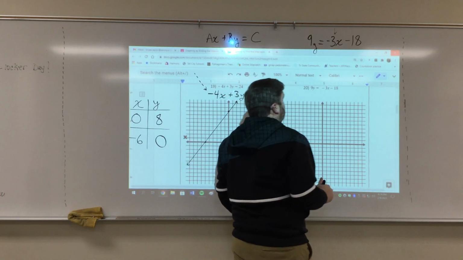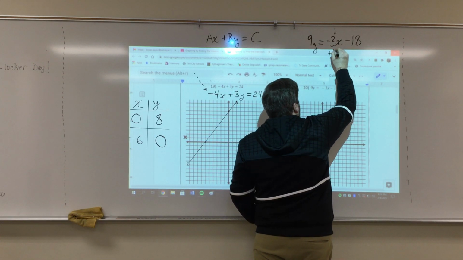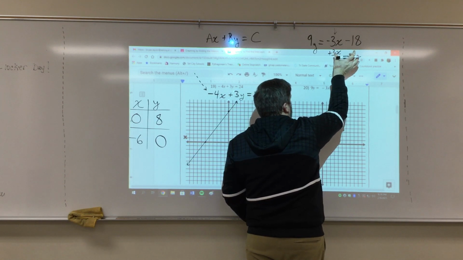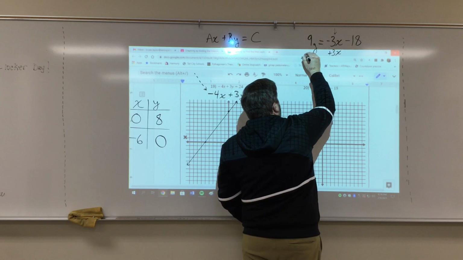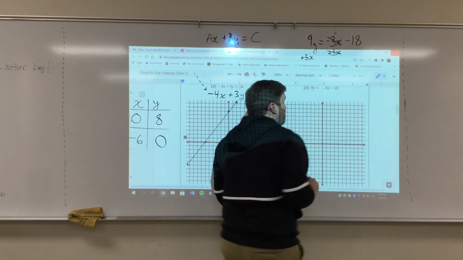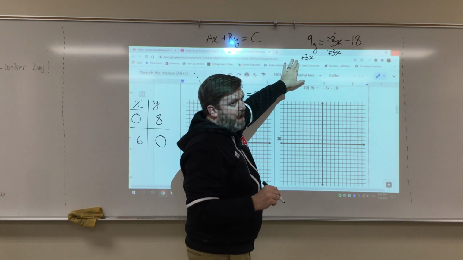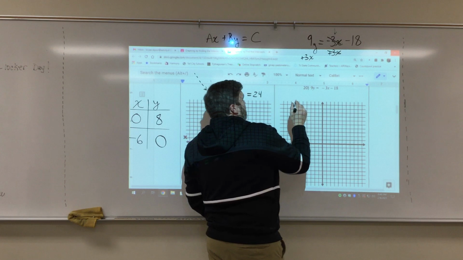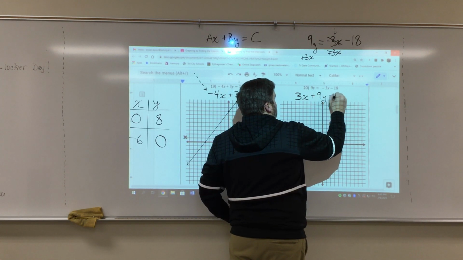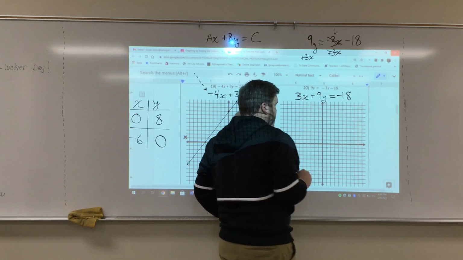So since I don't want it there, I'm going to get rid of it. And the way to get rid of negative 3x is to add 3x. But I have to balance out my equation. So if I add 3x to the right side, I also have to add 3x to the left side. So that's going to eliminate it from that right side. Now, 9x and 3x are not like terms, so they're not going to combine. I'll just have to rewrite that as 3x plus 9y. And the only thing we have left on the right side is negative 18.